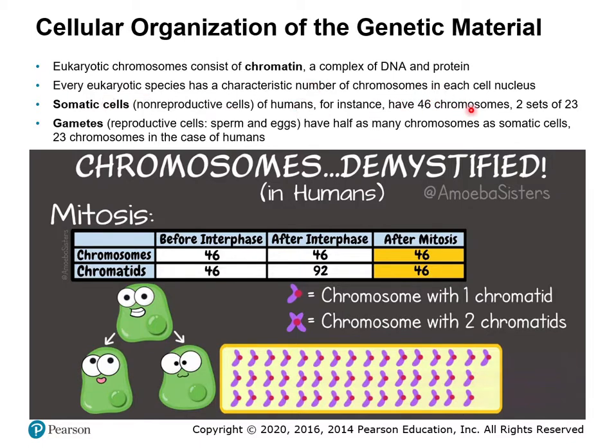A somatic cell has 46 chromosomes, so 2 sets of 23. One set from mom, one set from dad. And so here you can see before interphase, 46, 46. After interphase, you still have just 46 chromosomes, but you have those identical copies of those 46, so you have a total of 92. And then at the end, those 46 will be equally divided between the two daughter cells. But you're going to get an equal division of the sister chromatids into each cell. So this cell now has a complete set of homologs, and this one has a complete set of homologs.